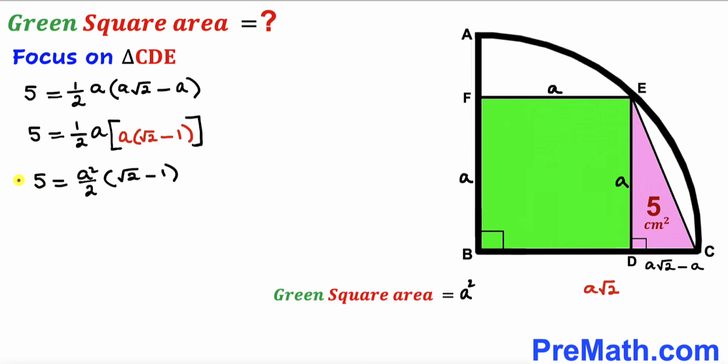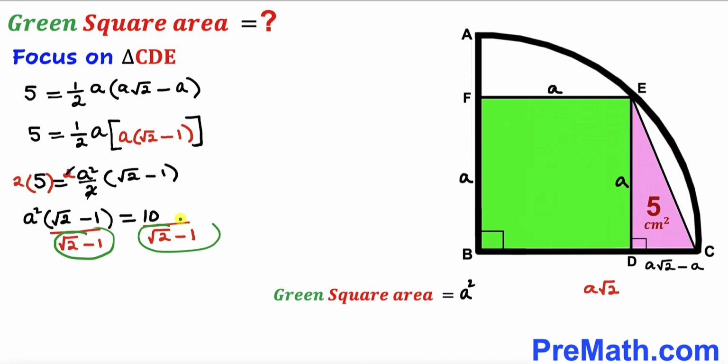And now I'm going to multiply by 2 on both sides, on the left hand side and on the right hand side as well. And here we can see 2 and 2 is gone, and 5 times 2 is going to give us 10. So I can write a square times square root of 2 minus 1 equals 10. And now I'm going to divide both sides by square root of 2 minus 1 to isolate a square. So therefore we can see this is gone. So a square value is going to be equal to 10 divided by the square root of 2 minus 1.